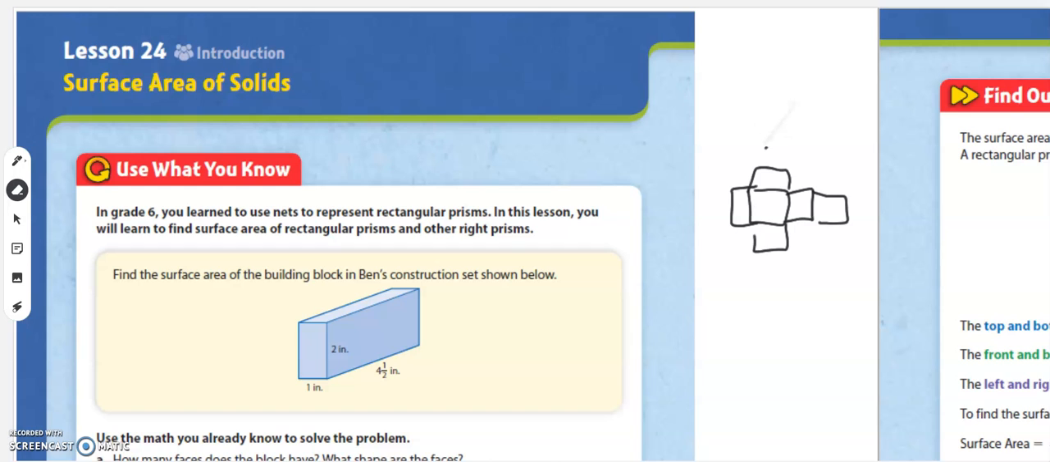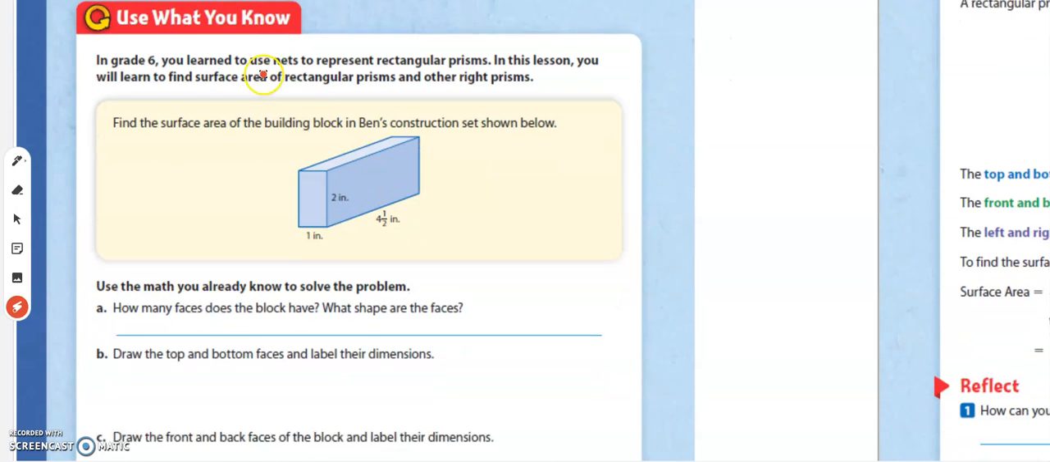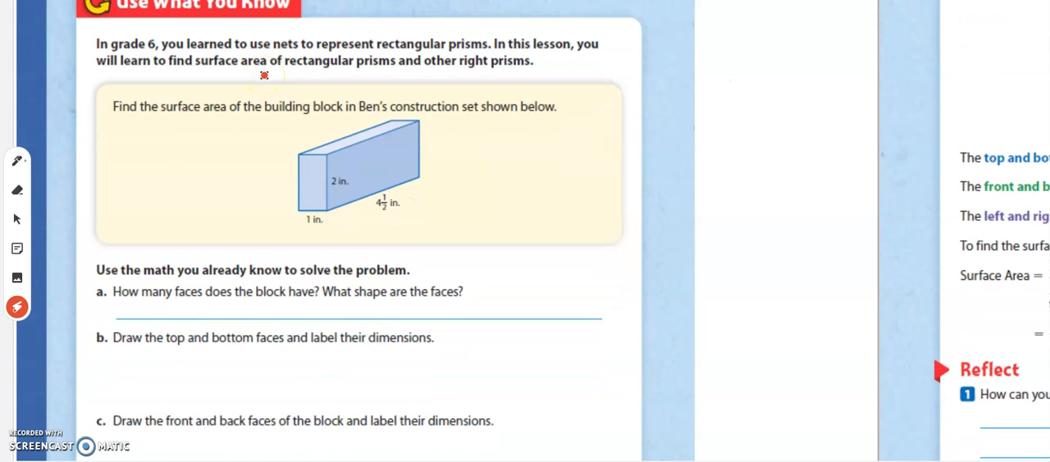Well, we're basically doing the same thing, only we're not changing it over to nets. We're leaving it in the shape that it started out with, and sometimes we might have to break it apart into smaller shapes and then add those together. So, like in this one, we want to find the surface area of the building block and bins construction set below.